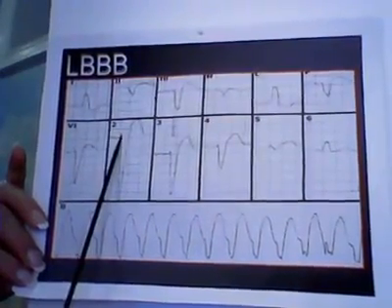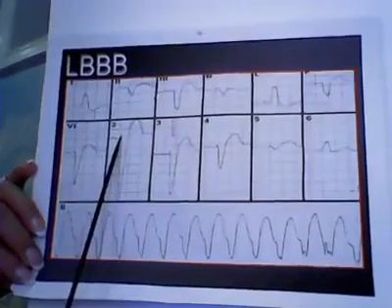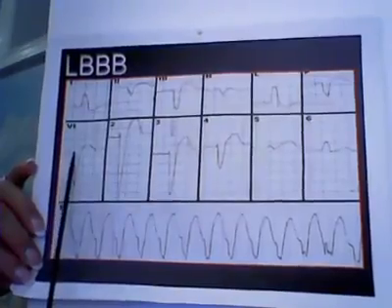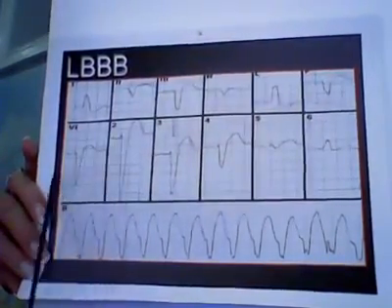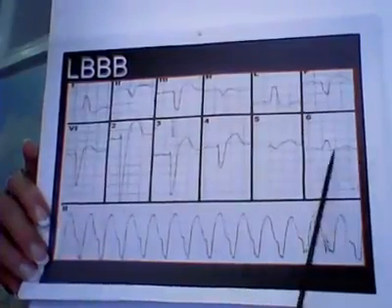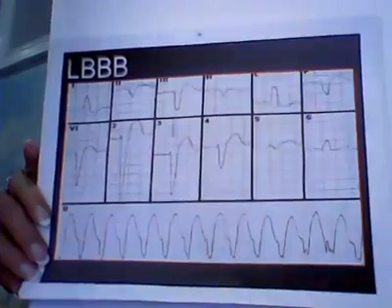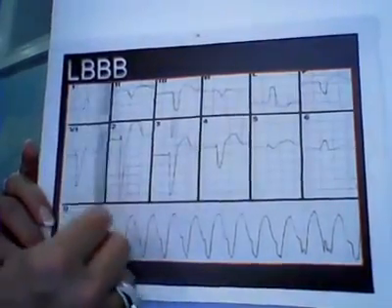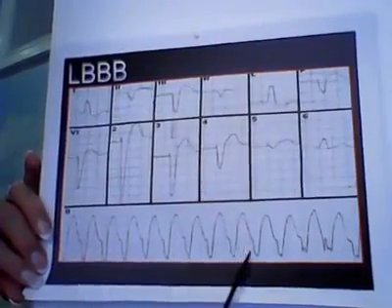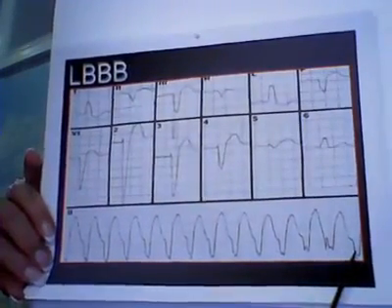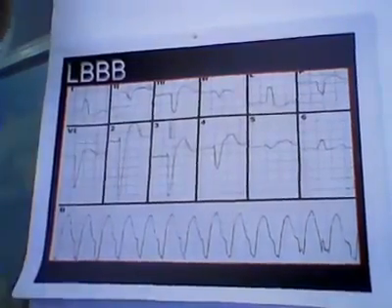And V2 is probably one of the better leads to look at for the R wave with a left bundle branch block. Sometimes you don't see it in V1. So I have a very narrow R wave in V2. All my complexes are wide. I'm up in V6, down in AVR. This is a left bundle branch block. So when you see this in lead 2, this is SVT, supraventricular tachycardia, with a left bundle branch block. It is not VTAC.